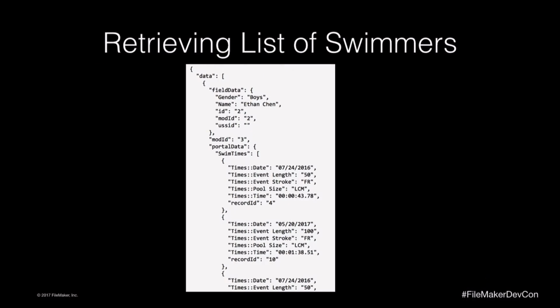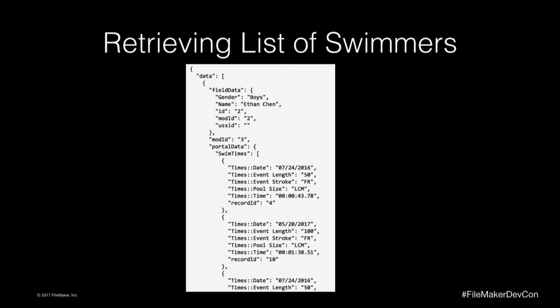On this next slide, I put it into BBEdit and had it pretty formatted. As you can see, when we're talking about JSON, we have a data property, and that itself is, with the square brackets, an array. And in that array are the two records for the swimmers. The first one has the field data, which is the fields on the layout, so you see the gender, name, ID, mod ID, and USS ID. And we also return a mod ID for the record.